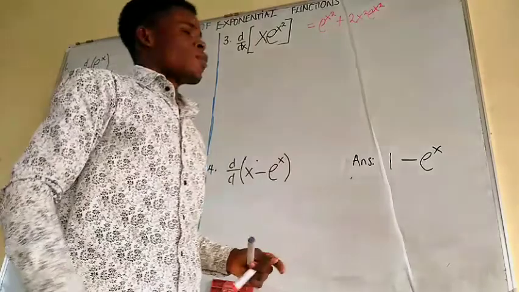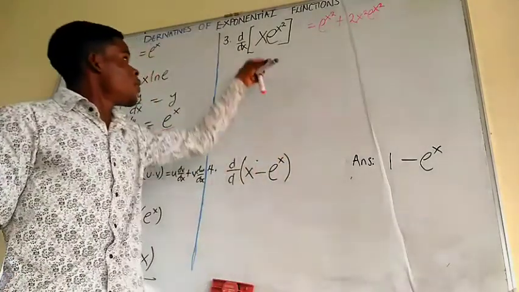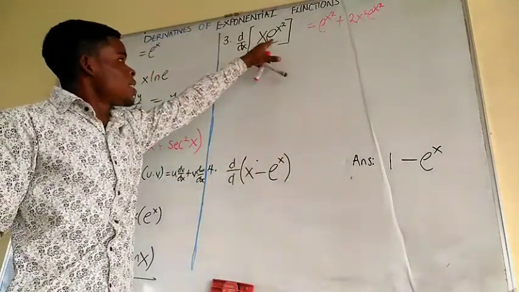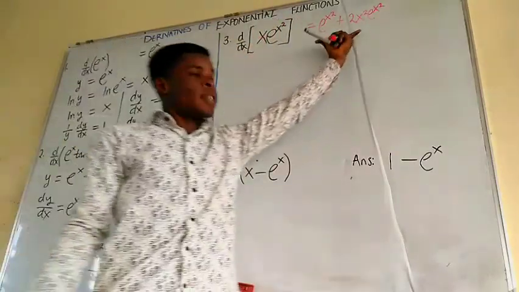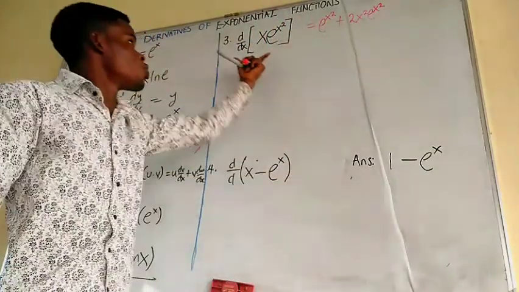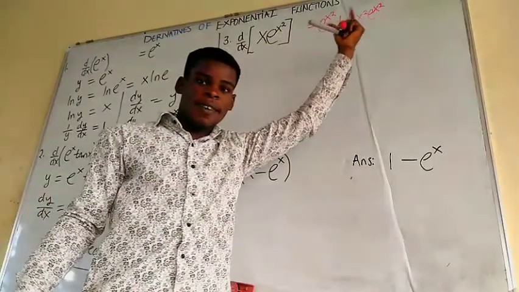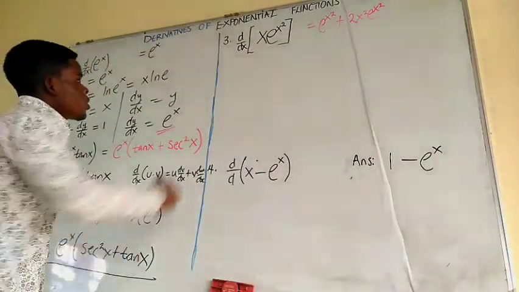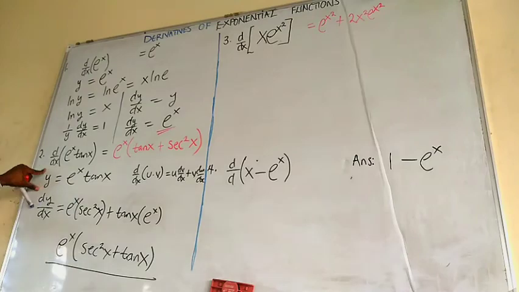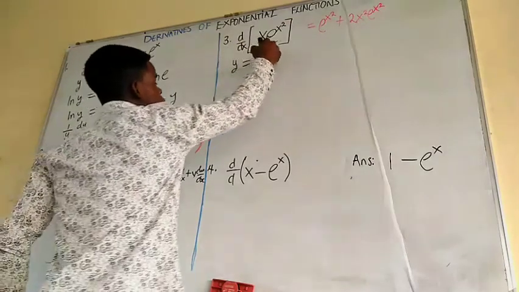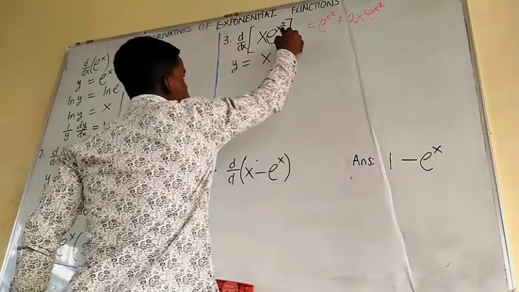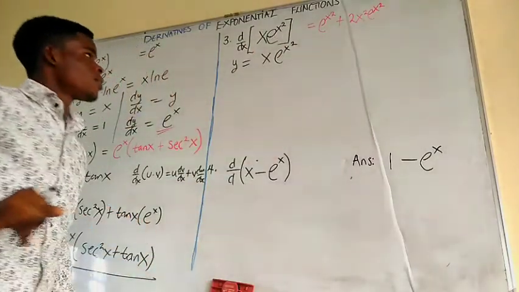Okay, over to this one right now. We have here to be the derivative of x times e to the power of x squared. This right here is the answer, so we're going to show that this is true, alright? Okay, first, like we used to do, we take y to become the function. So let's say that y is equal to x times e to the power of x squared, like this, alright?